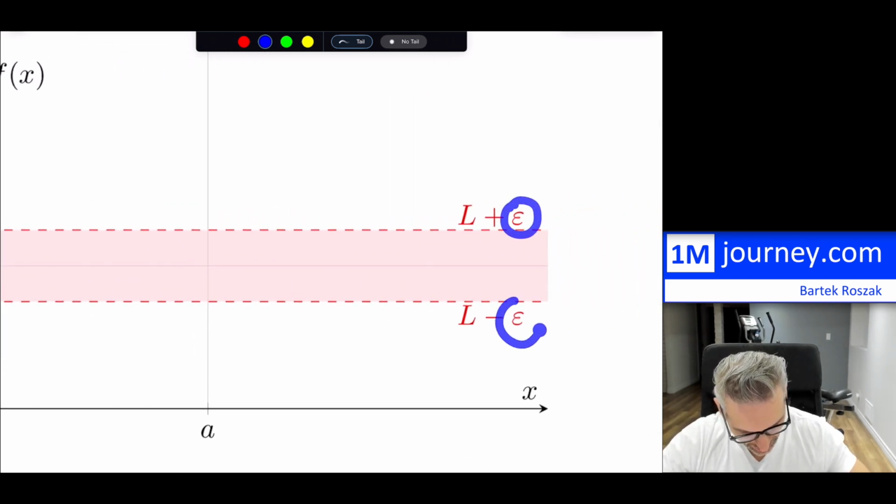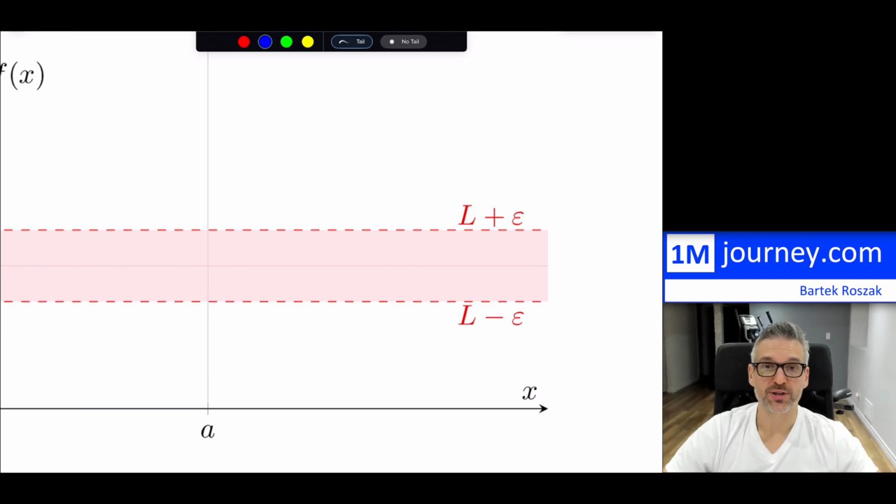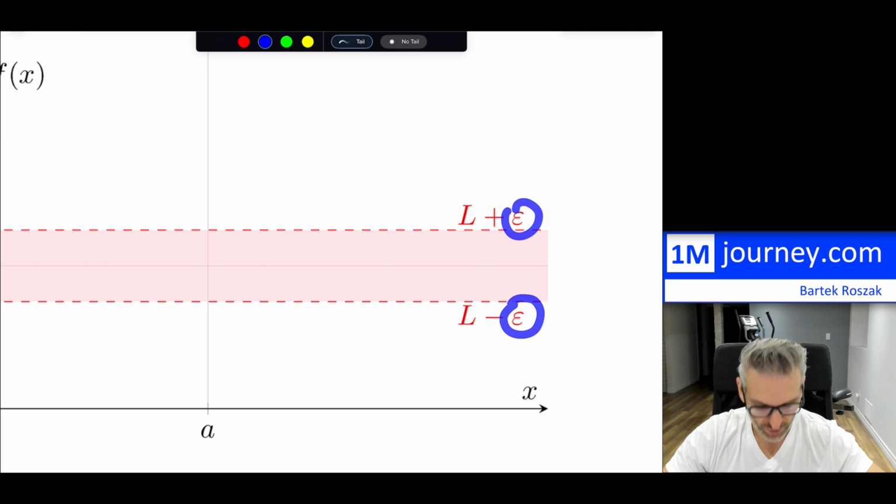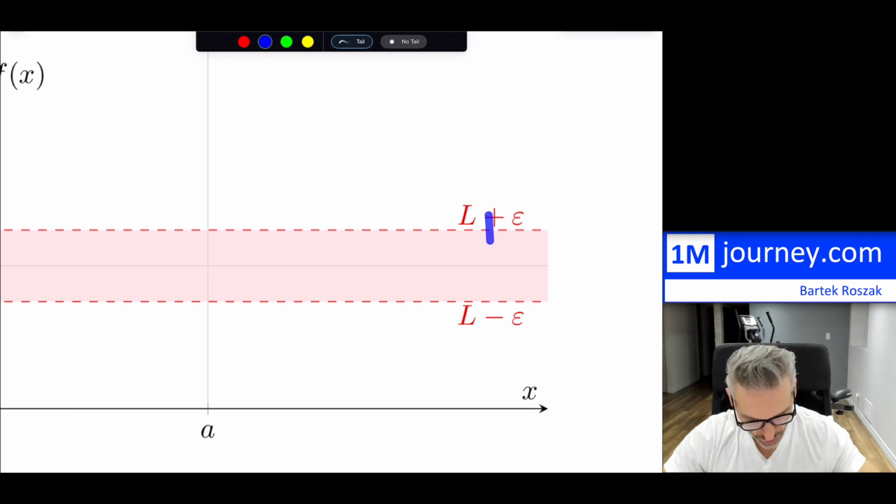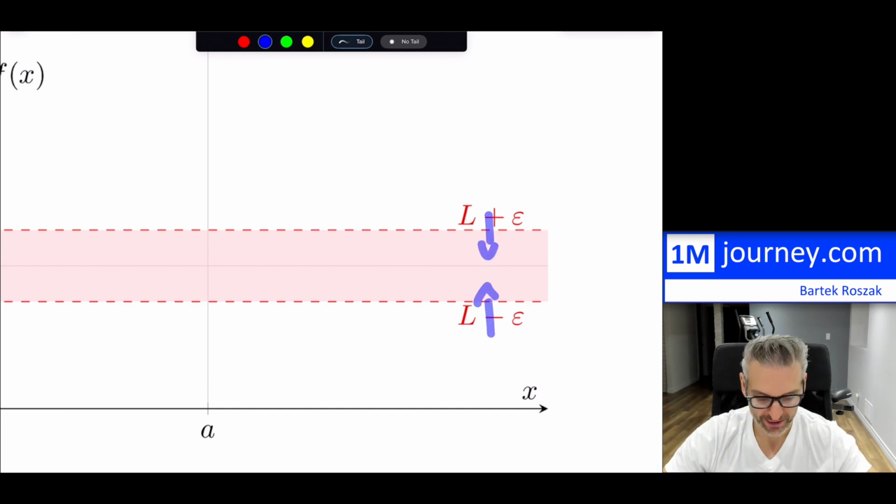So right here and right here. Now epsilon can be made as large or as small as possible. Because we're talking about the limit, typically we want this smaller and smaller and smaller, as you can imagine. So we get closer and closer to L.